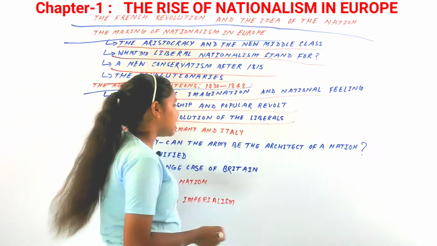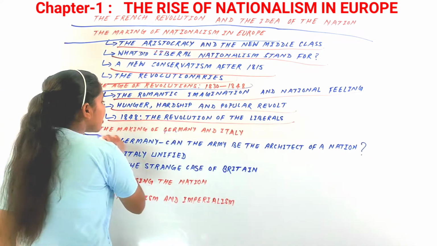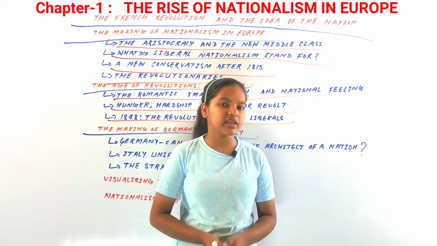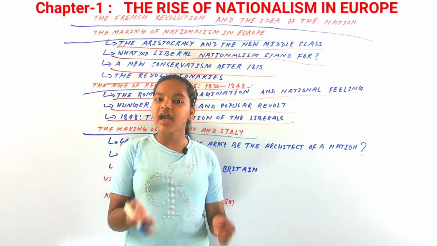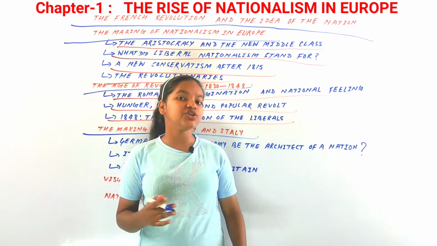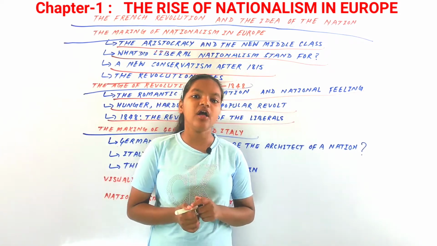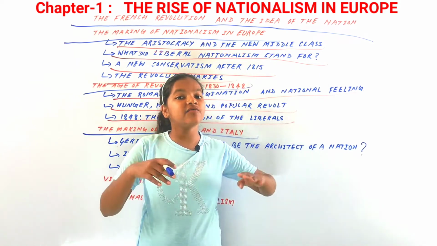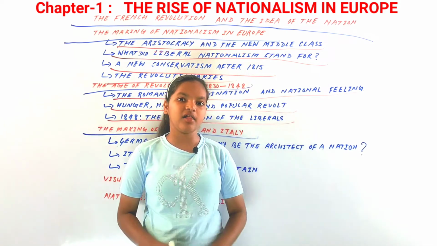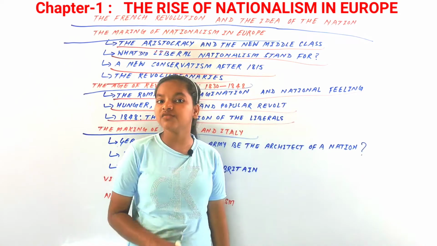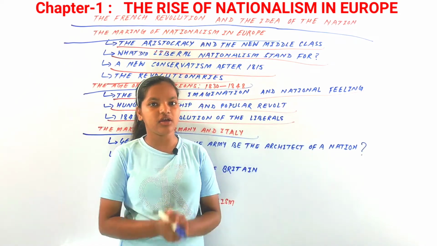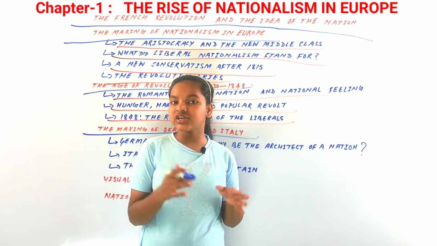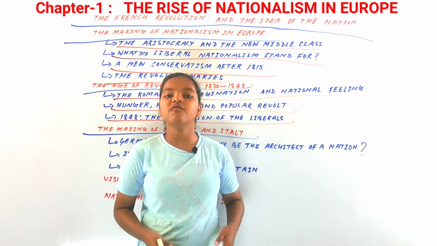Now our next topic is the making of Germany and Italy. So the making of Germany and Italy. We have seen that there were revolutions after 1848, but after that, people were asking for national unification as well, and the most important unifications were of Germany and Italy, because they were asking for their unification, and there was a strange case in Britain as well. So what were those things?